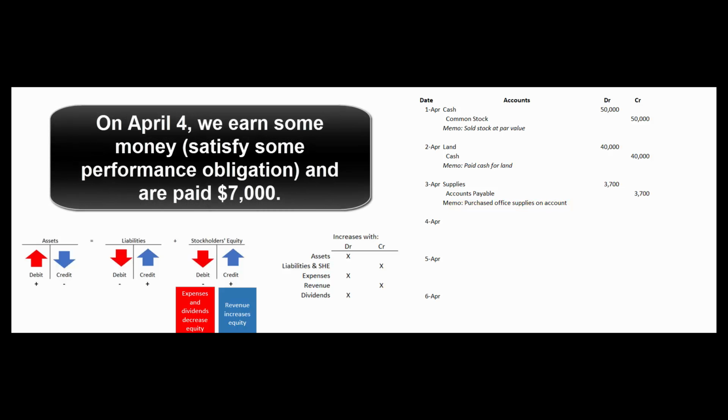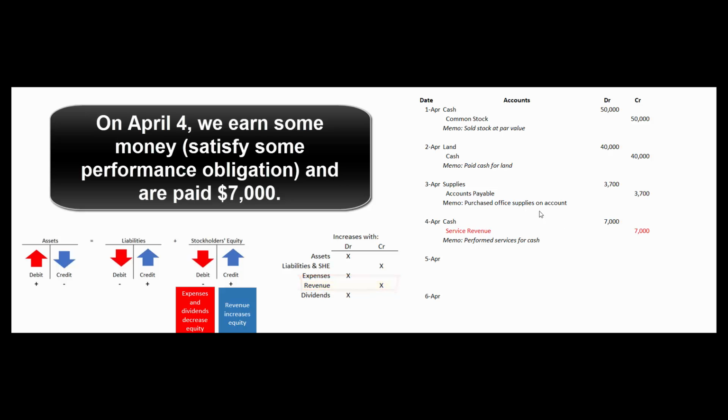The next transaction, we perform some services for a client and get paid in cash. We're getting paid in cash, so cash is going up. Cash is an asset. Assets increase with debits. Then we're going to have some revenue. We earn something. We satisfied a performance obligation, so we get to book some revenue. Revenue is recorded with credits. So let's say it's April 4th. We debit cash for $7,000 and credit service revenue for $7,000.